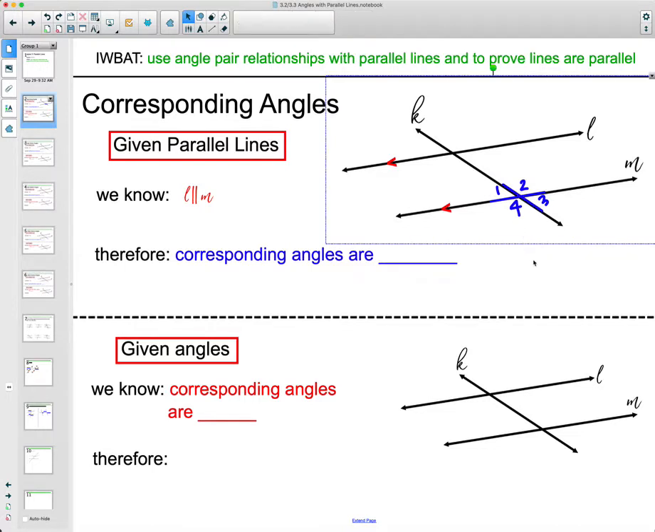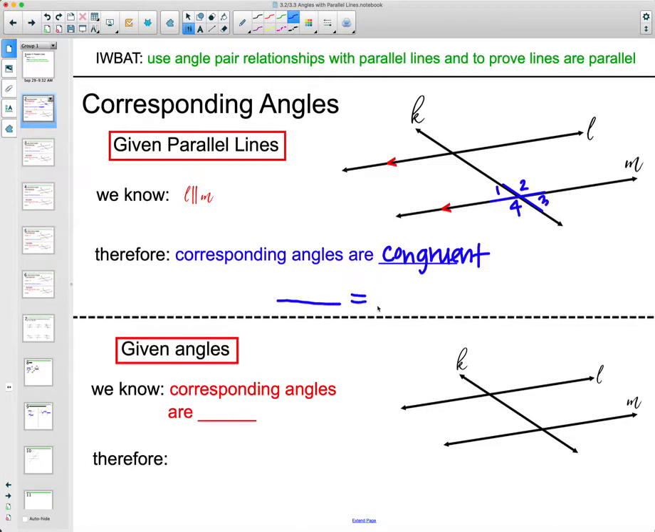So the corresponding angles in each set, in this bottom set and then in this top set, are going to be equal to one another, or the geometry word for that is congruent. So this happens every time you have parallel lines, that the corresponding angles are going to be equal to each other. So that would be any of these sets that I showed you land on top of each other.